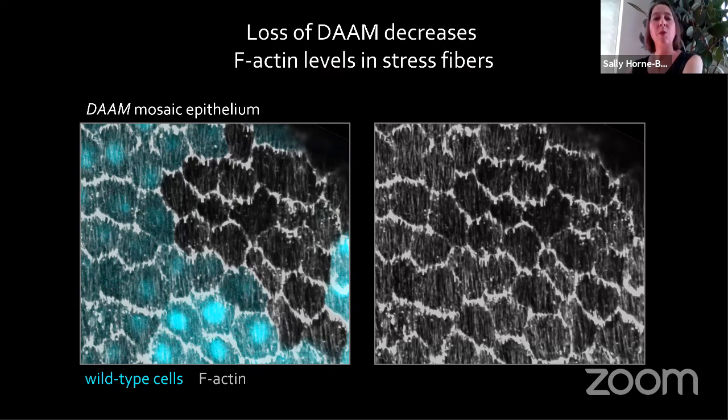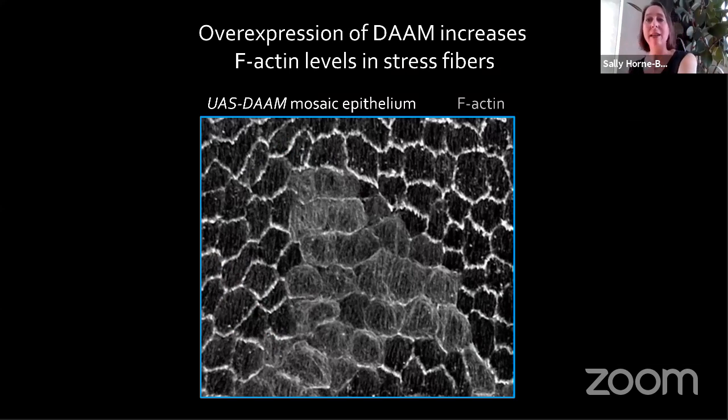We can overexpress an activated form of Dam, again in a clone, and we see massive overincorporation of actin into the stress fibers. In this case, I'm not even showing you the clone boundary because the phenotype is so obvious. So at this point, we think we're starting to get a handle on some of the assembly machinery involved in this process. And now we want to start integrating it into this modular formation of the stress fibers and understanding how the whole system comes together.